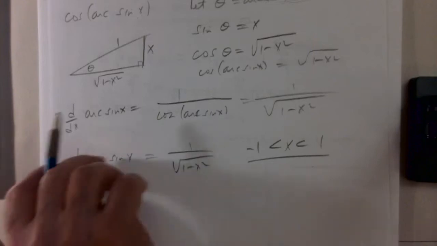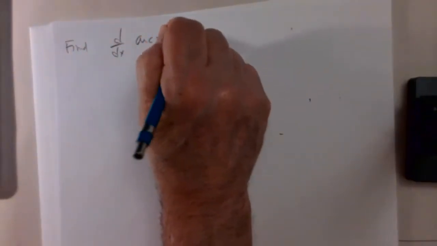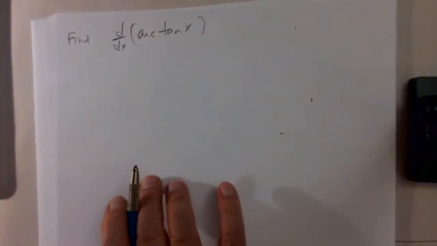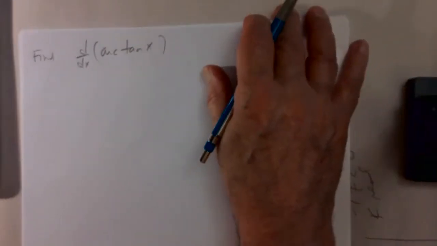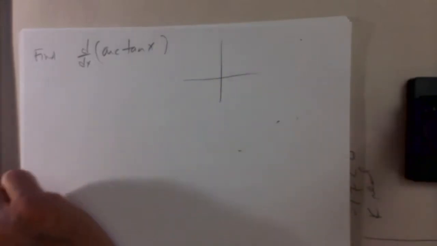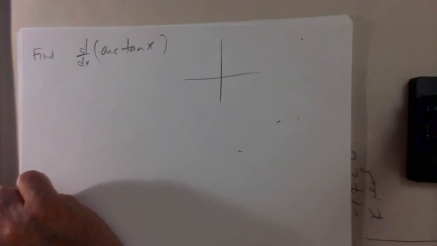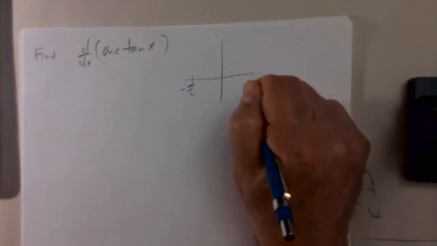Let's work out one more inverse trig differentiation rule. So let's find the derivative with respect to x of the arctangent of x. So let's just start by drawing a picture so we can remember what the graph of the tangent and the arctangent look like. So tangent x is sine over cosine. It's not defined where the cosine is 0, which is at minus pi over 2 and plus pi over 2.